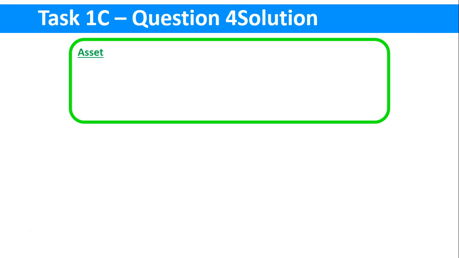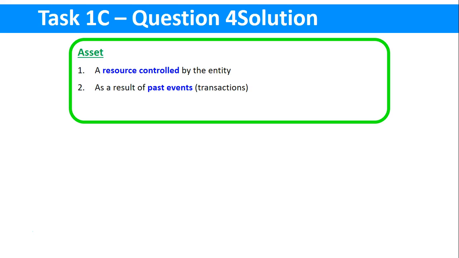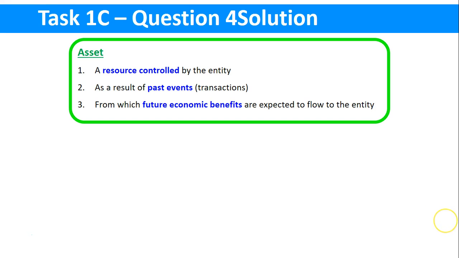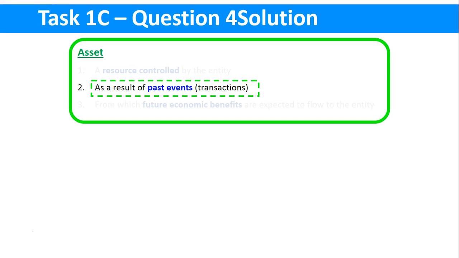So we need to remember the 3 parts to the definition of an asset to answer this question. So the first part of an asset is it must be a resource controlled by the entity. It's got to be something we legally own and control. We can't have borrowed it. We can't have just picked it up. It's got to actually have been controlled by our business. Secondly, there's got to have been some sort of past event or transaction to have occurred, that's how we obtained it. And lastly, there's got to be some sort of future economic benefit flowing to the entity.